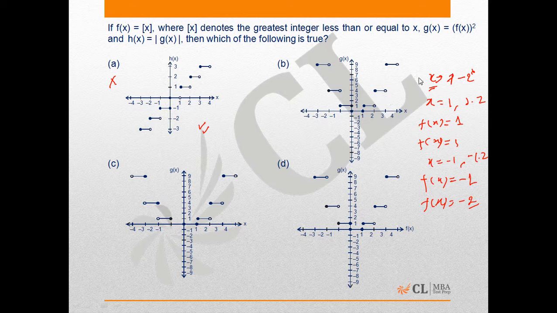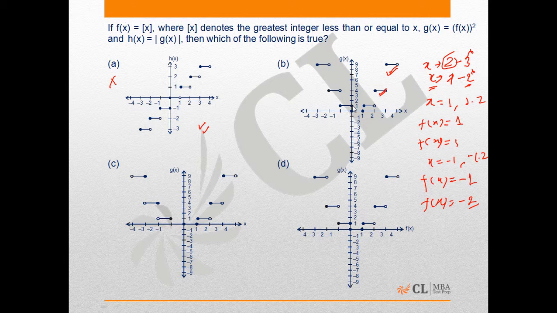And similarly, when x lies between 2 and 3 but not 3, the value of f of x will always remain 2, and in that case the value of g of x, which is f of x whole square, will be 4. So this is true, and the next value of g of x is also valid.